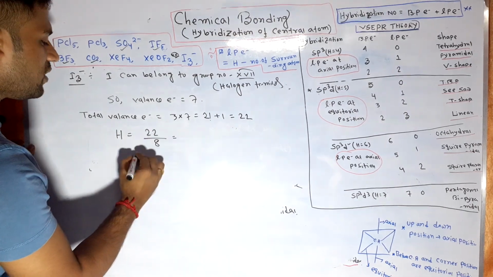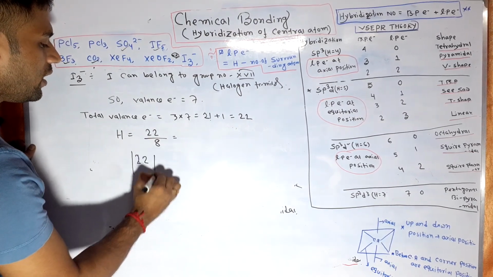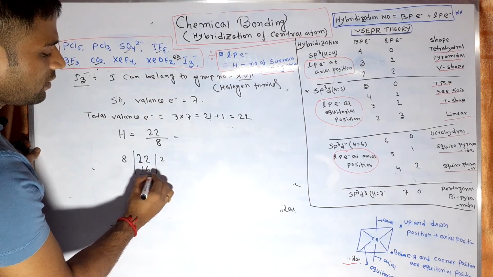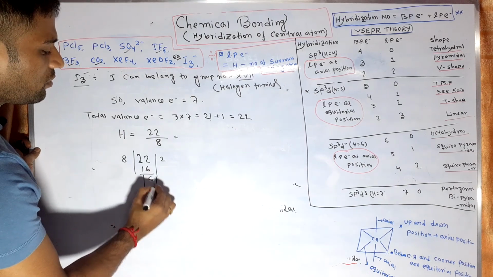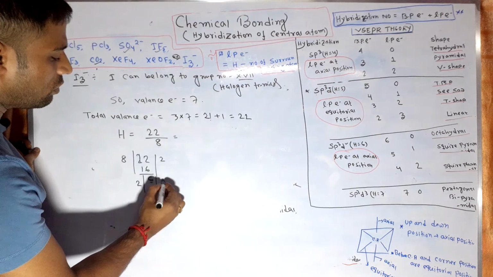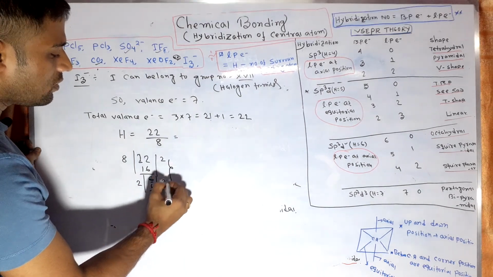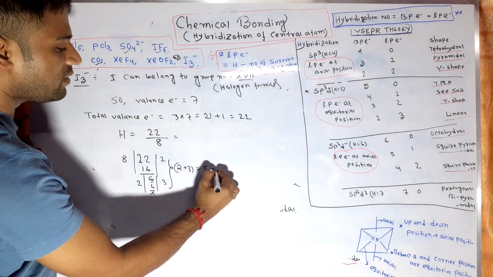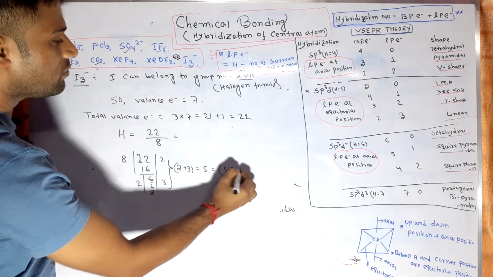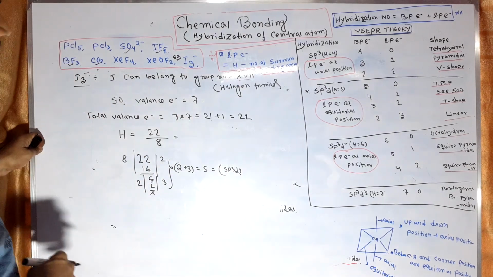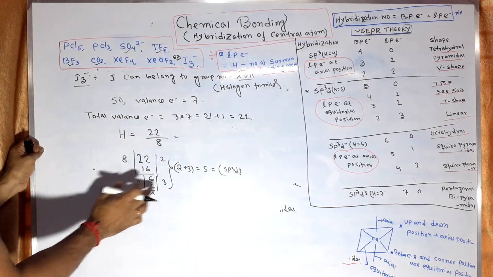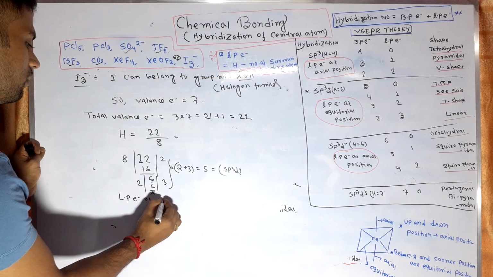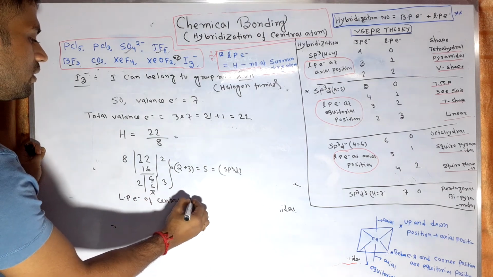Then the dividing process is normal: 22 divided by 8, 2 times 8 is 16, so the remaining is 6. The remaining portion is always divided by 2, so 6 divided by 2 is 3. So the hybridization number is 2 plus 3, that means sp3d. So hybridization is sp3d. Next, count the lone pair electron of the central atom, that means iodine, the central atom.